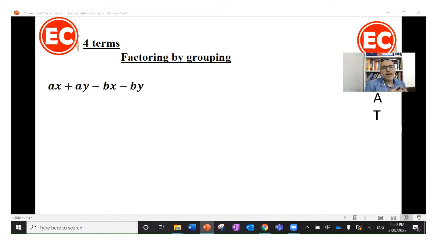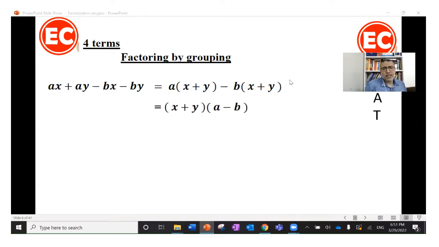For example, ax plus ay minus bx minus by. So I'm going to collect the first two terms, ax and ay together, and take a as the highest common factor. And collect bx and by together and take b as the highest common factor. But notice that if the sign is negative here, negative multiplied by positive is negative. So I change the sign inside the bracket. And after taking the highest common factor, a and b, the bracket in both terms should be the same.